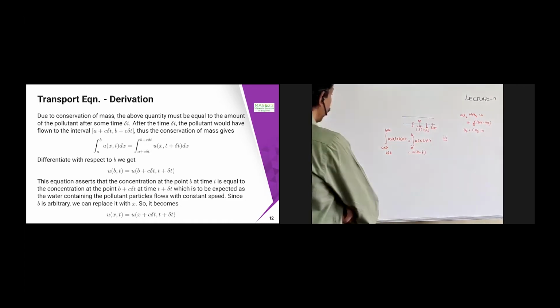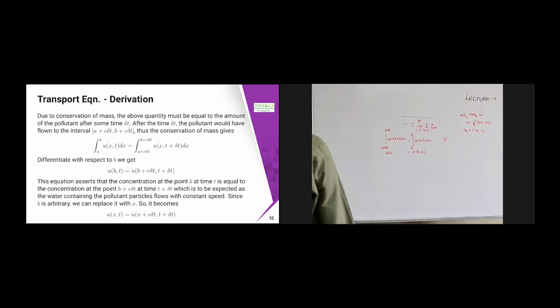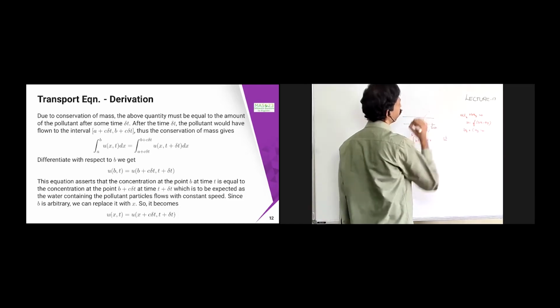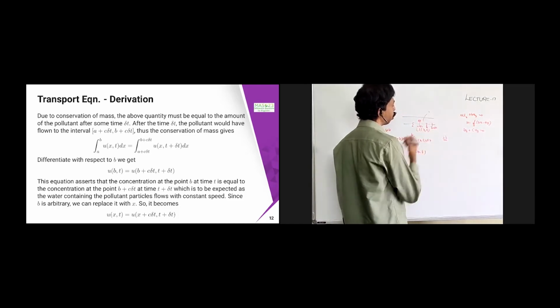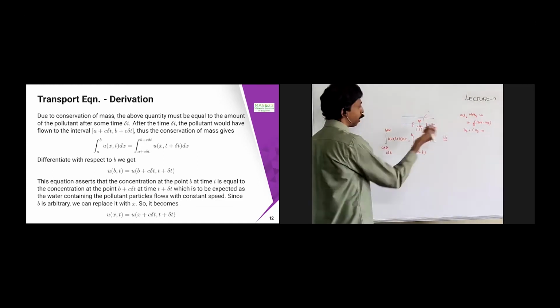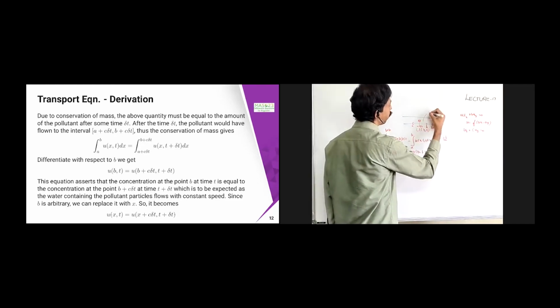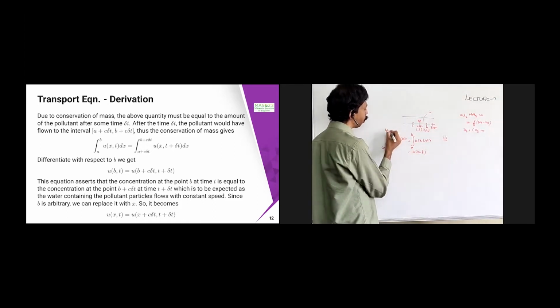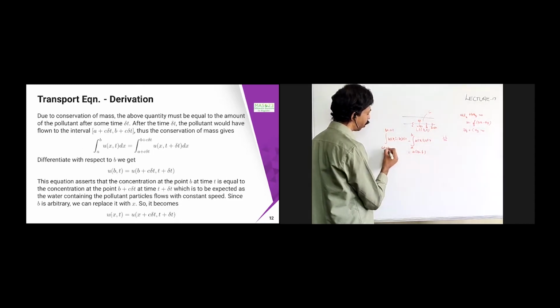One more thing we need to see here. If it is moving with the speed, let's say, of 1 meter per second, then I can use this one. Suppose it is moving with another speed, let's say c, which I am going to derive here. If it is moving with the speed c, then I am going to get c into delta t.